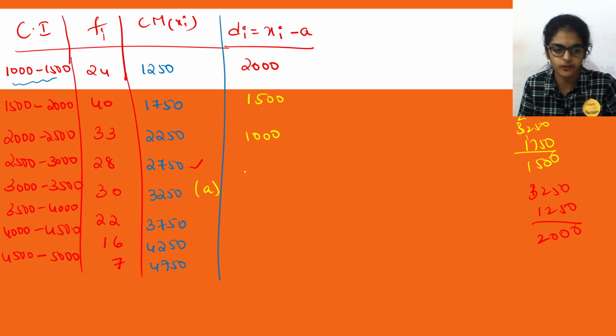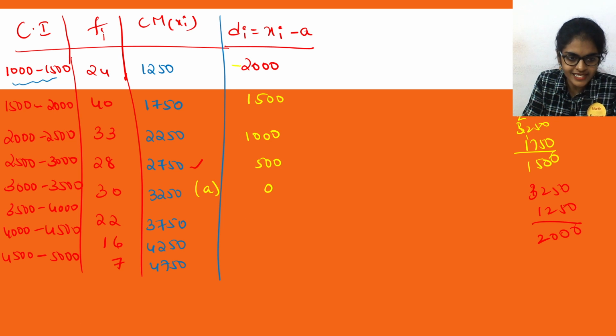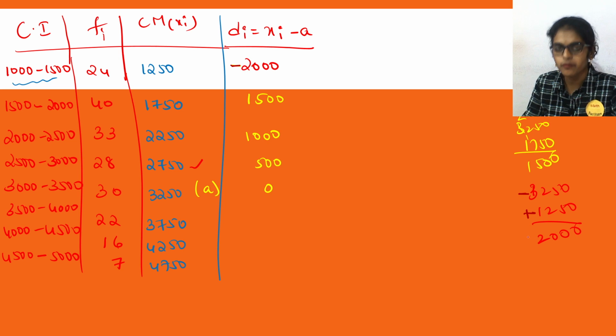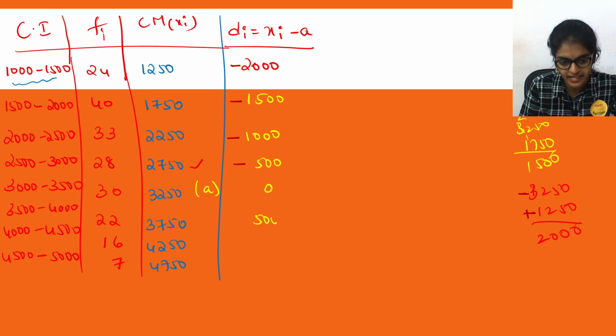Now see, 500 will be reducing. Now this will be minus 500, this will be 0. Actually, I forgot to tell you, all these are negatives. Why are they negative? Because you are subtracting a bigger value from a smaller value, so you take the bigger number's sign. From here you will have positive values, because xi values are greater than a. 3750 minus 3250 you will have 500, here you will have 1000, here 1500, since 4750 minus 3250 is 1500.